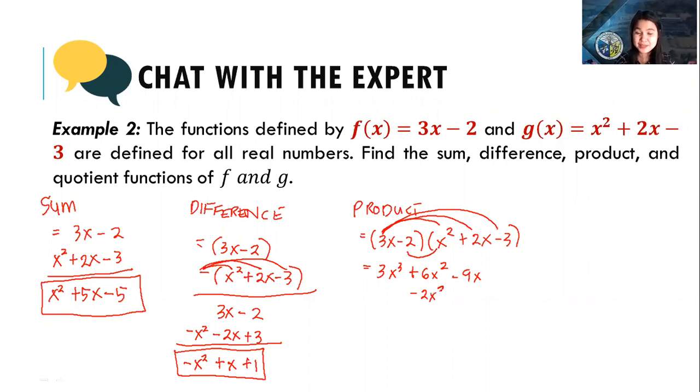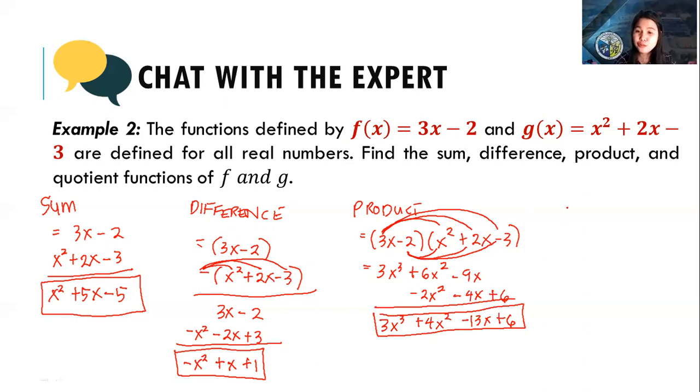Let me align it immediately, okay? Negative 2 times 2x, we have negative 4x. Negative 2 times negative 3, you have positive 6. So our answer will be 3x cubed plus 4x squared minus 13x plus 6. This is now our product function.